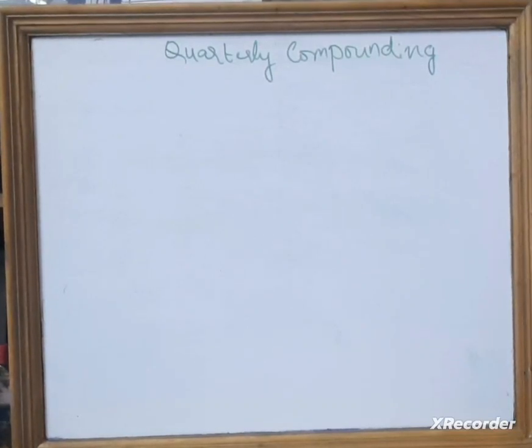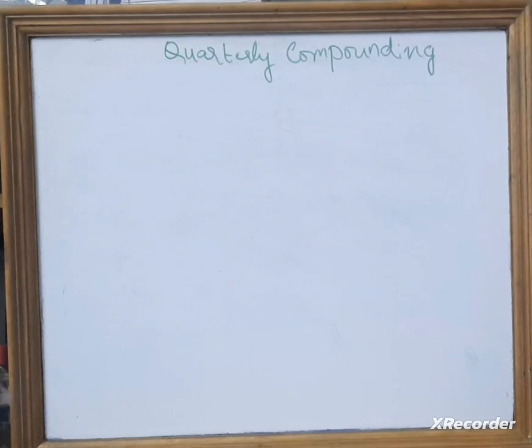Now we will look at quarterly compounding. What do you mean by quarterly compounding? It means that there are four compounding periods within a year. Instead of paying the interest once in a year, it is paid in four equal installments after every 3 months.